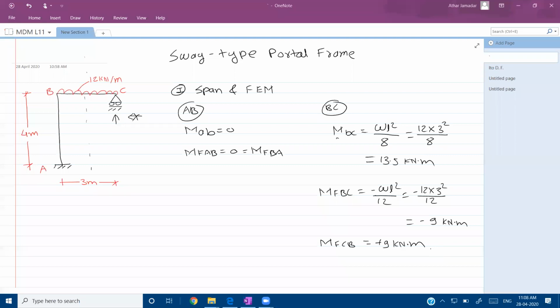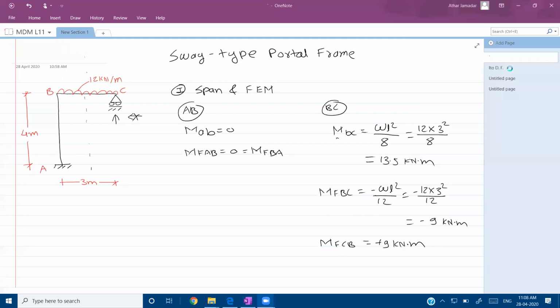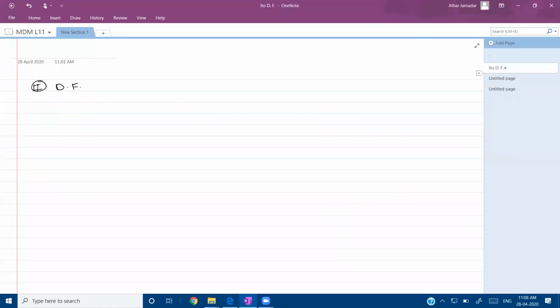Yes, sir. Okay. So next is calculation of distribution factor. So this portal frame is having one fixed support and one hinge support, where the column is having length of 4 meter, the beam is having length of 3 meter. This is A, B, and C. So here on support A we cannot calculate distribution factor. Similarly on support C also we cannot calculate distribution factor.